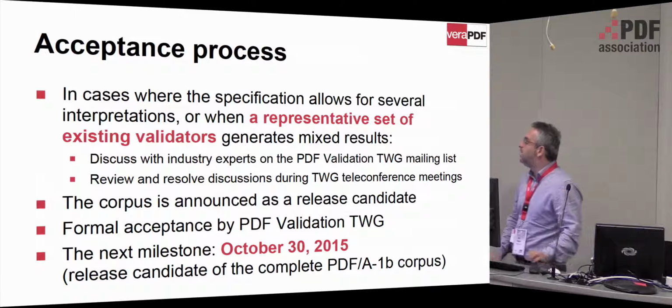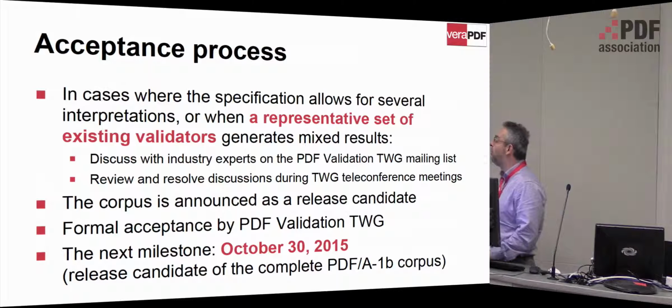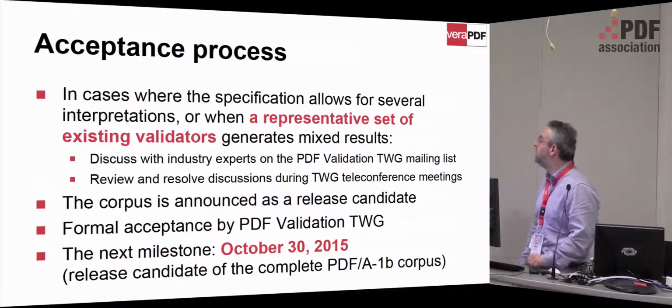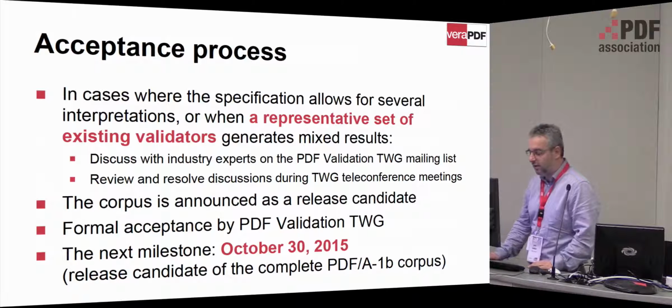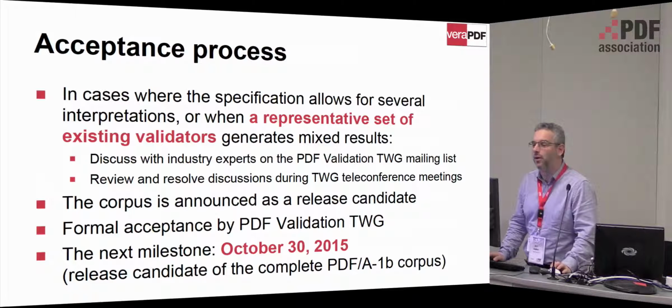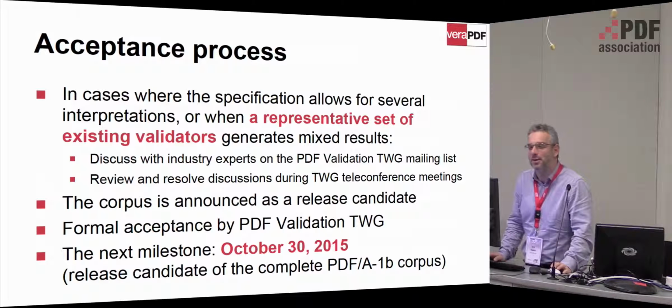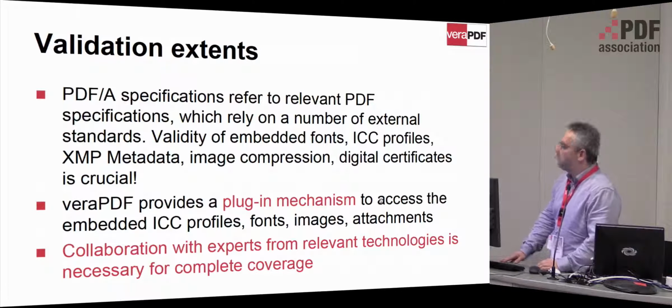The next milestone is October 30, 2015, so less than 2 weeks, and we are hoping to release a candidate for a complete PDF/A-1b corpus. But we still have 2 questions where we don't have a consensus, and I don't know whether we would be able to reach it within these 2 weeks or not.